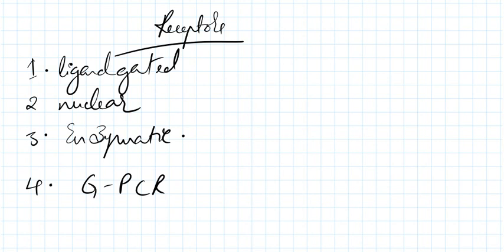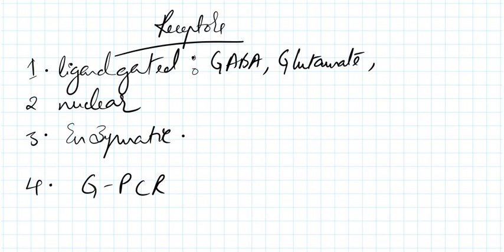Now if you ask me, the examples are very important. You will get a question, all of the following are ligand gated except, all of the following are nuclear except, all of the following are enzymatic except, all of the following are G protein coupled receptor except. So you will get a question like all of the following are so and so except, right? Just remember those things. Okay, now if you come to ligand gated, the examples are GABA receptors, and glutamate receptors. Now if you ask me another one, nicotinic receptors are ligand gated.